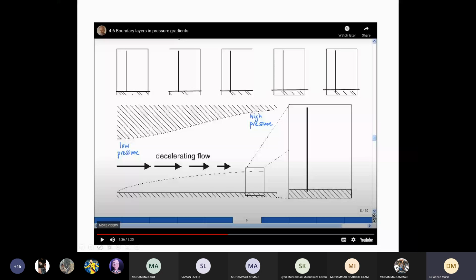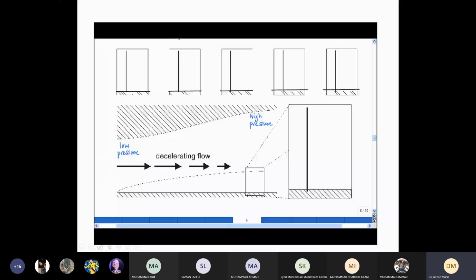Now let's consider what happens to the boundary layer velocity profile as I increase this adverse pressure gradient. I'll start with the case where the pressure gradient is equal to 0, and here we have the standard Blasius boundary layer velocity profile. Now I shall draw 4 profiles as the adverse pressure gradient increases.